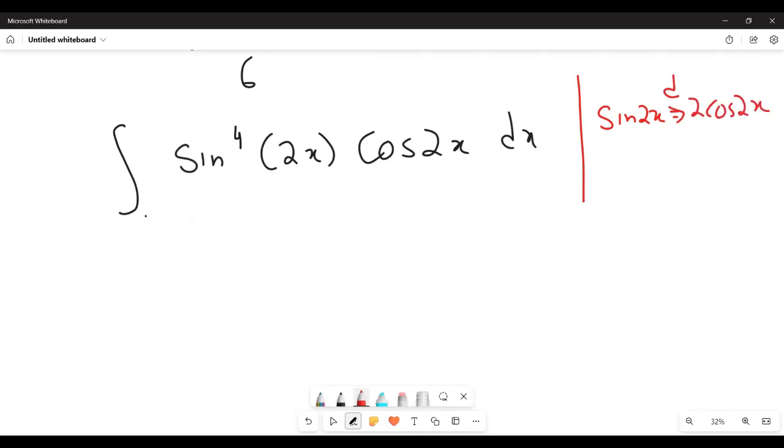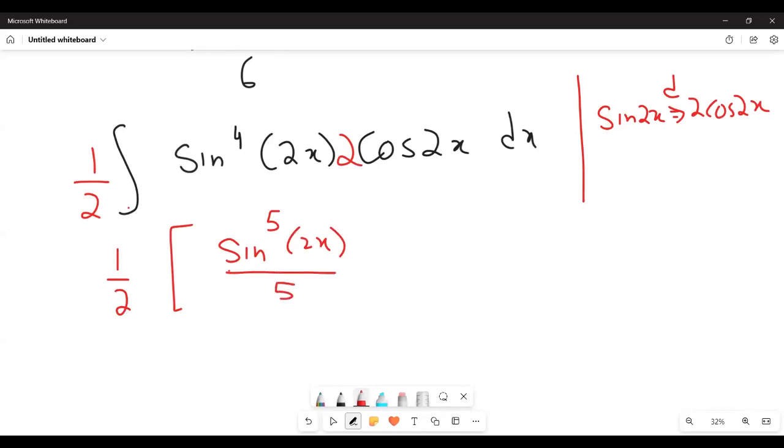So there's a 2 missing. So what we can do is multiply 2 here and multiply half outside. So we get half. And now we apply the power rule, sine power 5 of 2x upon 5. So we get sine power 5 of 2x upon 10 plus c.